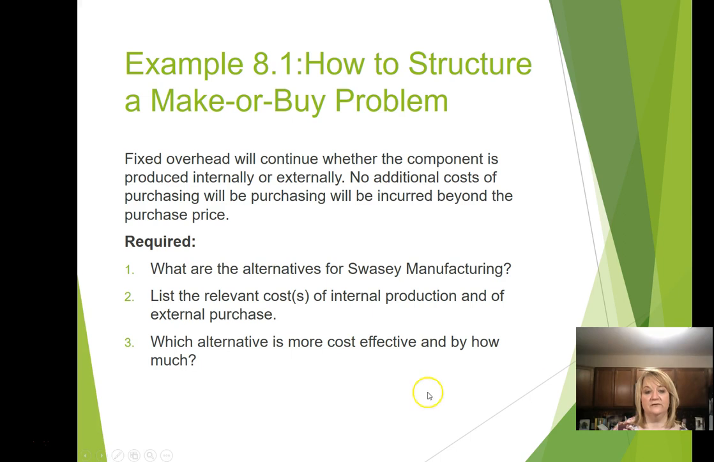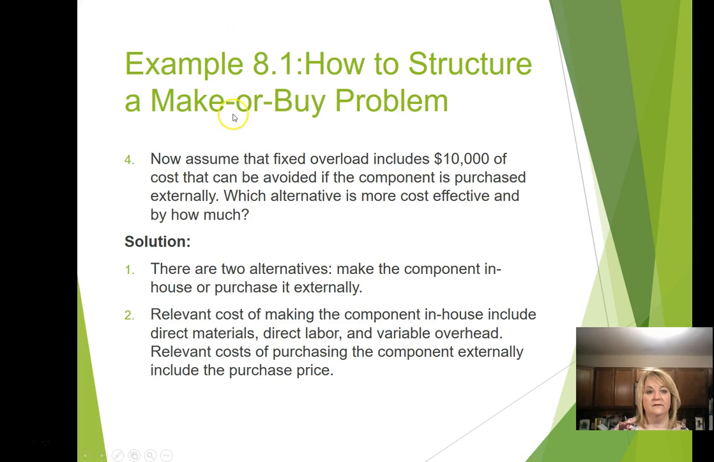So what are the alternatives? It wants us to list the relevant costs of internal production and of external purchase. Which alternative is more cost effective and by how much? Now assume that the fixed overhead includes $10,000 of a cost that can be avoided if the component is purchased externally. Which alternative is more cost effective and by how much?